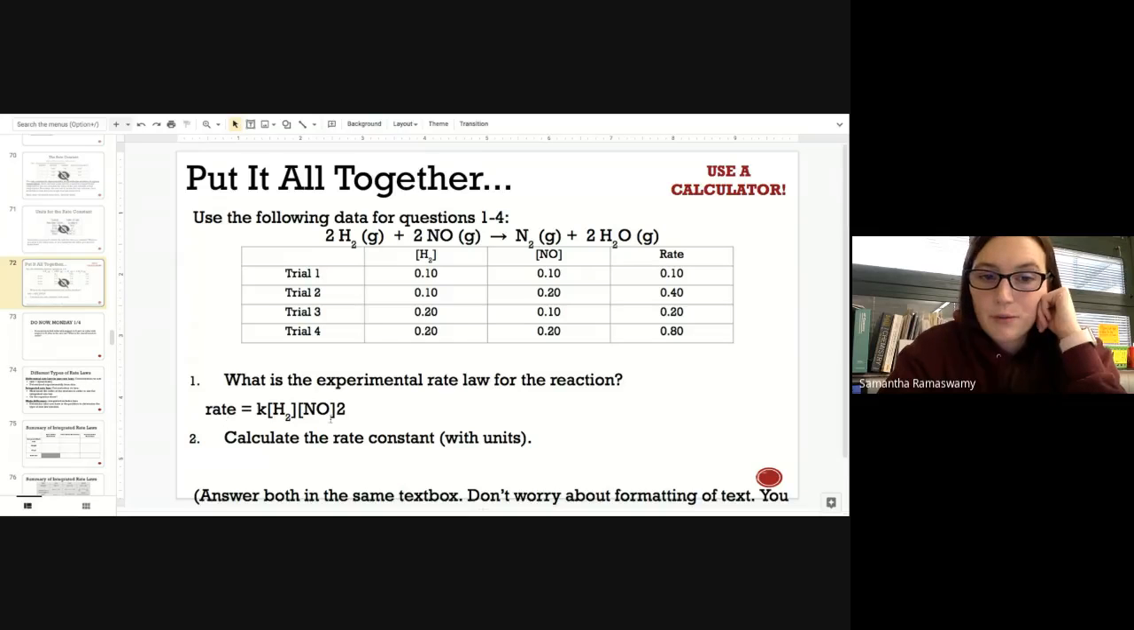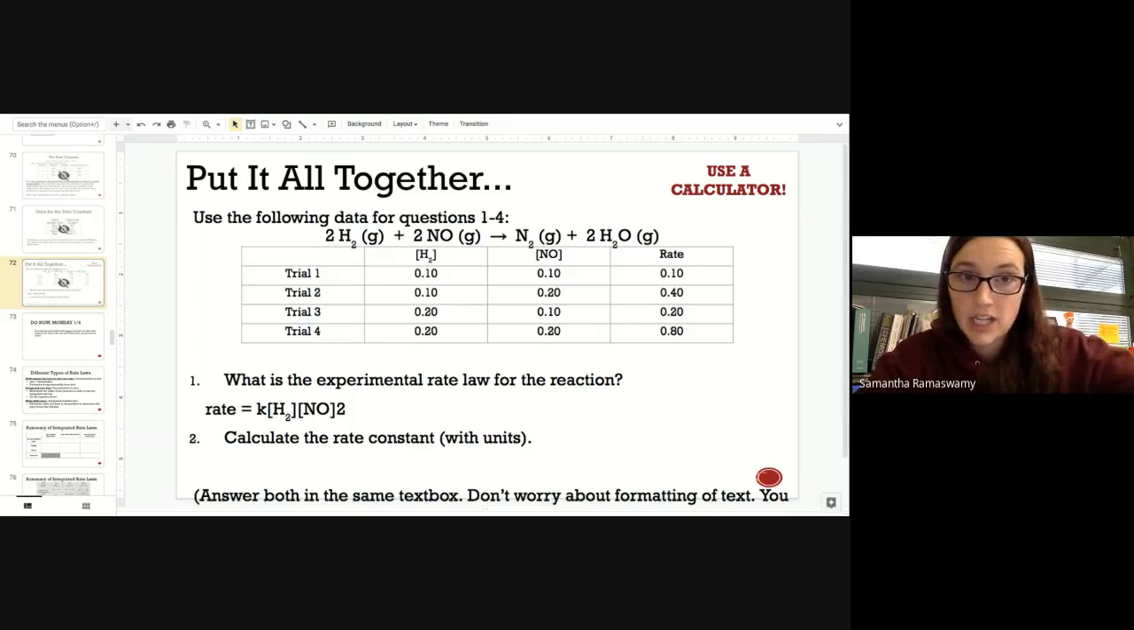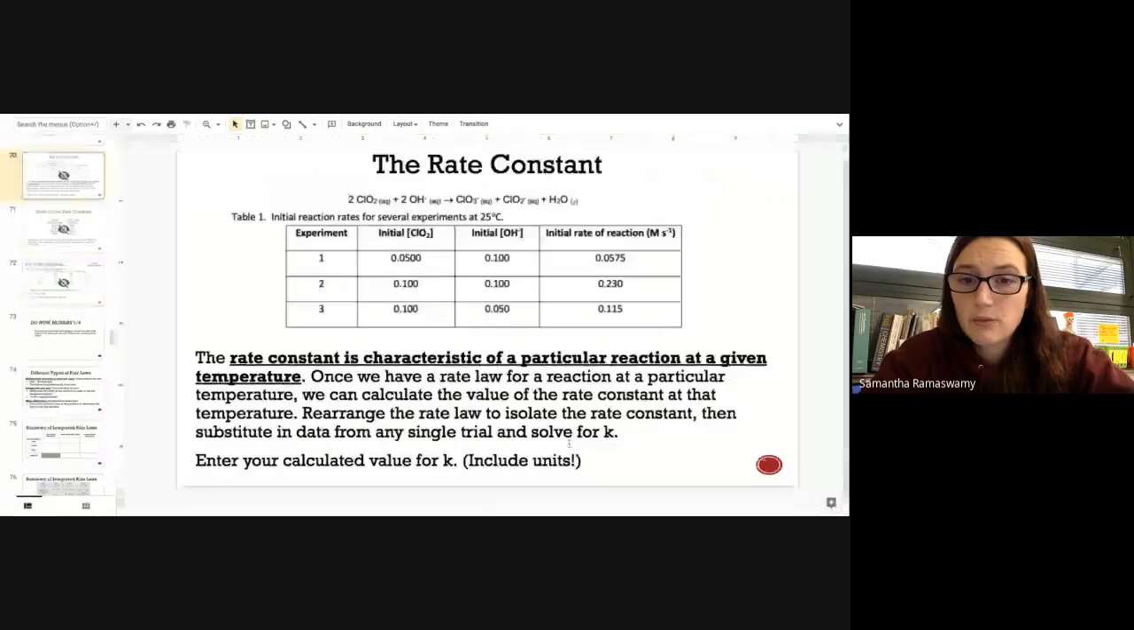So you have to have the rate law in order to calculate the rate constant. Once you have the rate law, you pick one of the trials. It doesn't matter which one you pick, because as long as you're at the same temperature, K is the same. So when we did this on the last slide of the Pear Deck, people could have used trial 1, trial 2, trial 3, trial 4, and gotten the same thing. And so what you're going to do is to calculate the rate constant.